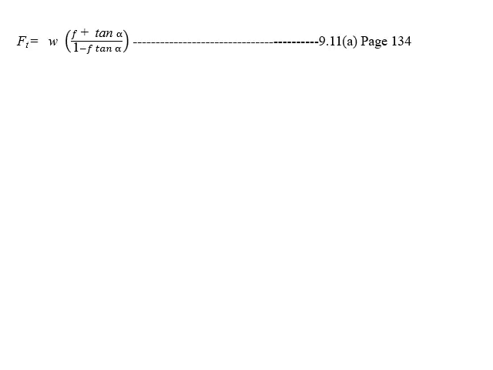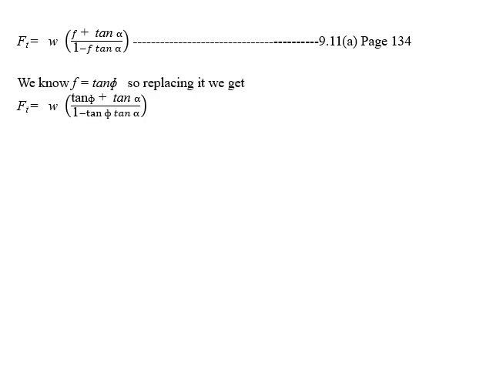So if you rewrite this equation Ft by W, W should be moved to the numerator from the denominator. So you get W into (f plus tan alpha) divided by (1 minus f tan alpha), which you can get in the design data handbook with equation number 9.11e, page number 134. Okay, so we know that coefficient of friction f is equal to tan phi. So replace wherever it is.